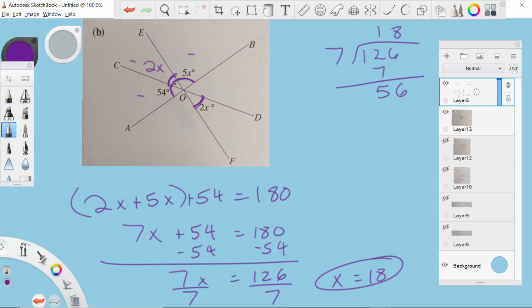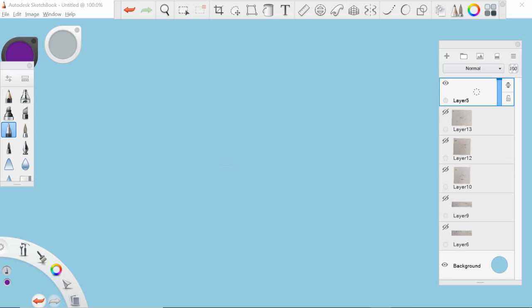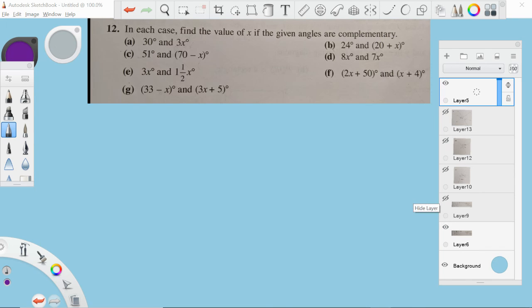All right, so that's how you set up these problems. I know these problems look a little daunting at first, but just remember it's all the same process. Let's just do a quick little review of all the different types of problems. We're writing equations in every case.